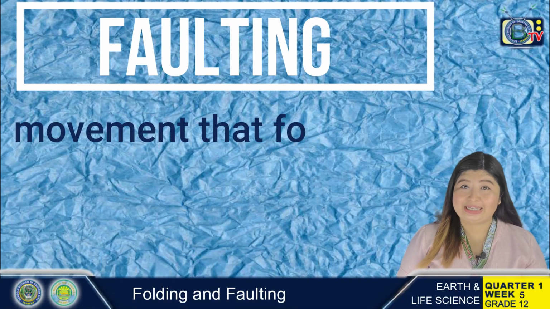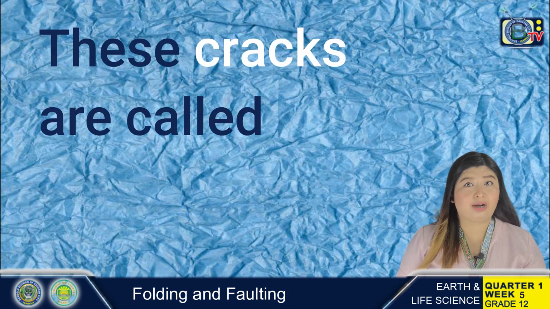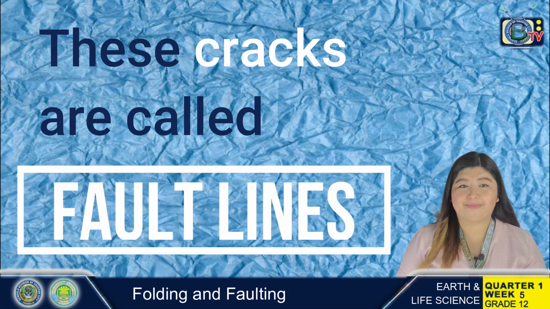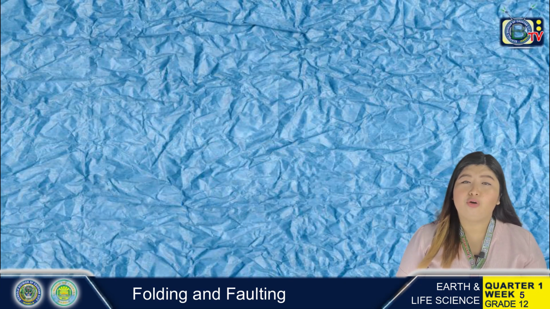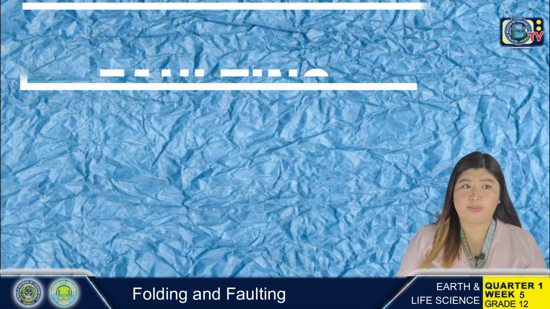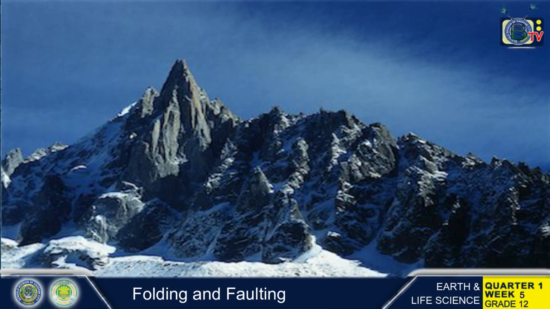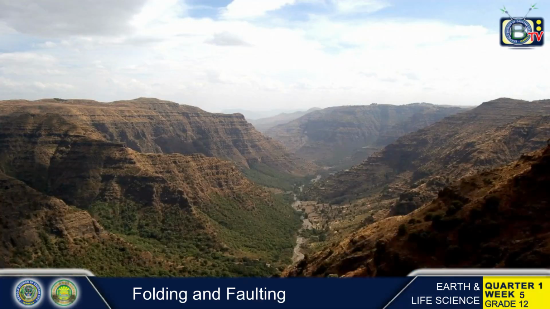Faulting. This is a type of movement that forms cracks or fractures in rocks. These cracks are called fault lines. It is caused due to vertical movement. Forces move away from the common center. They are generally common in igneous and metamorphic rocks. It leads to the formation of sharp-peaked mountains and rift valleys.